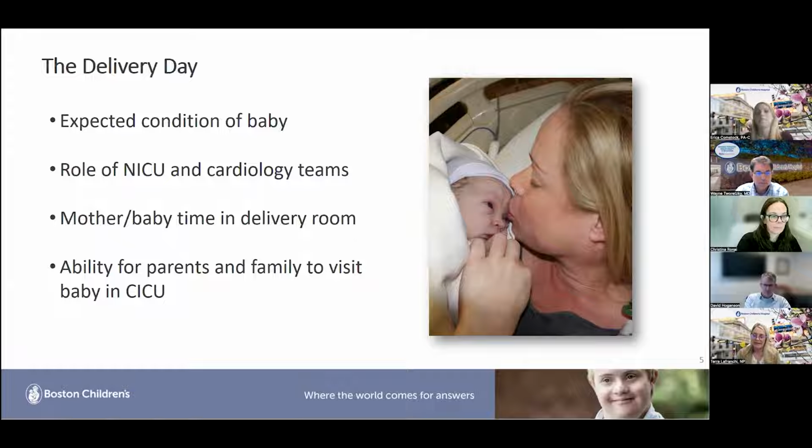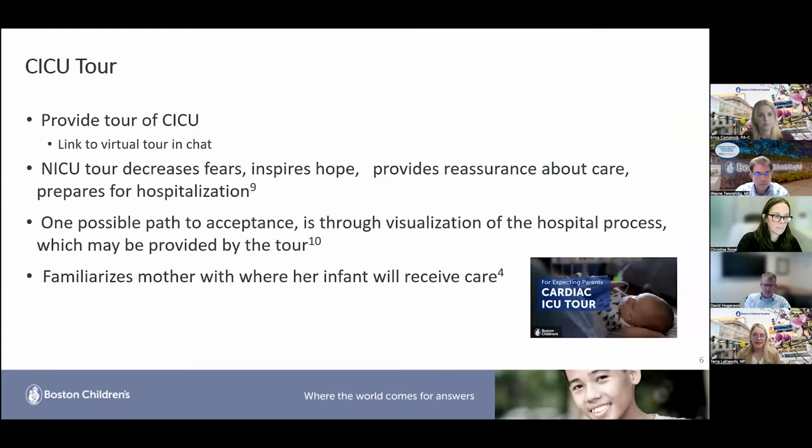When you're able to visit, we are hoping that your baby will be stable and you will be able to hold your baby, have skin-to-skin time, and start breastfeeding if you'd like during those first few days before surgery. It is helpful to tour the CICU virtually or in person prior to delivery so that you know where your baby will be cared for.